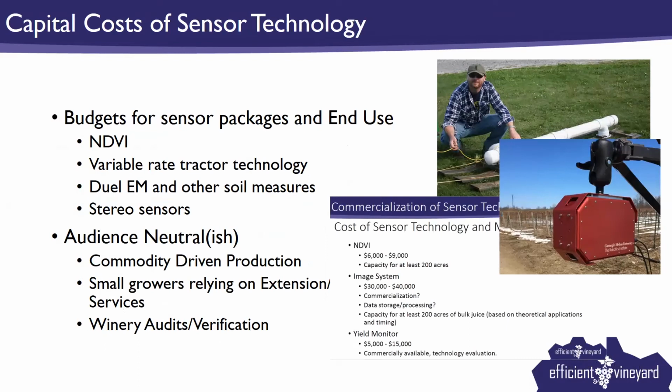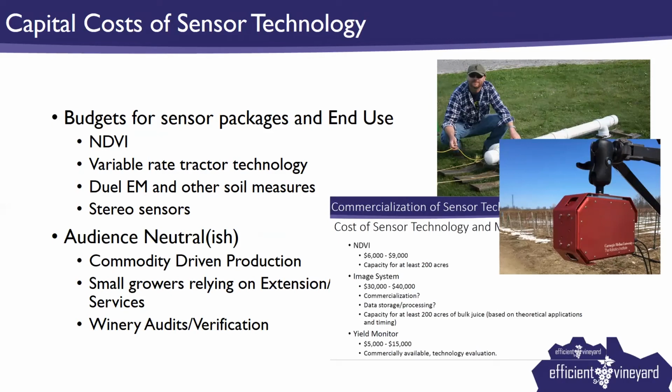So my role in the project, I've had a couple of different roles. One of the things we want to do, you saw a lot of pictures of different sensors and applications. We want to put together budgets for sensor packages based on their end use. So we do have a lot of those things. For example, probably the benchmark sensor that we rely most on, and especially in the East Coast, is the NDVI sensor and the equipment that goes along with that to commercialize that sensor in vineyards.